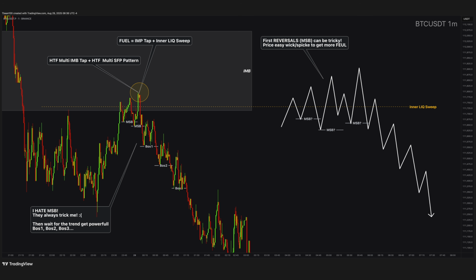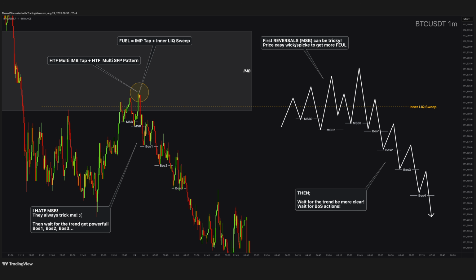So if you find yourself getting stopped out multiple times in a row at the start of a reversal, the best thing you can do is simply pause and wait. Now, what exactly are we waiting for? You are waiting for the new trend to actually form.